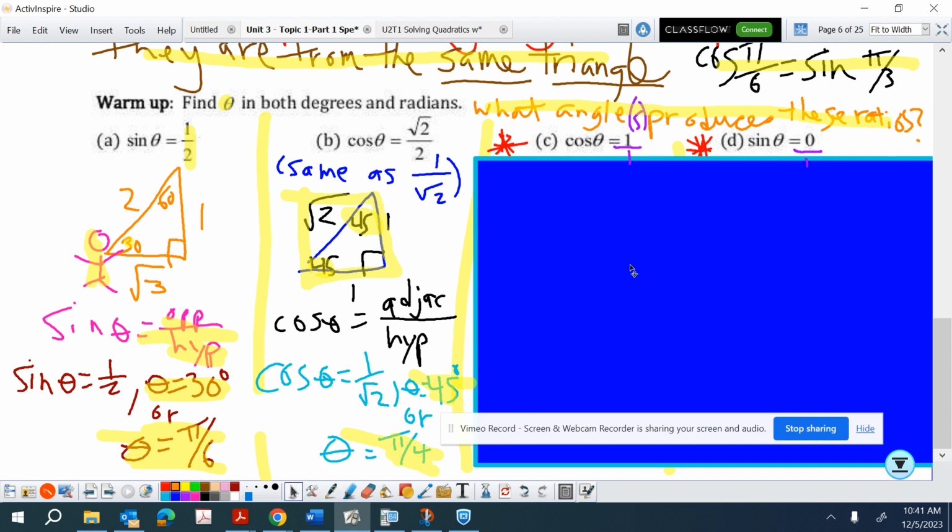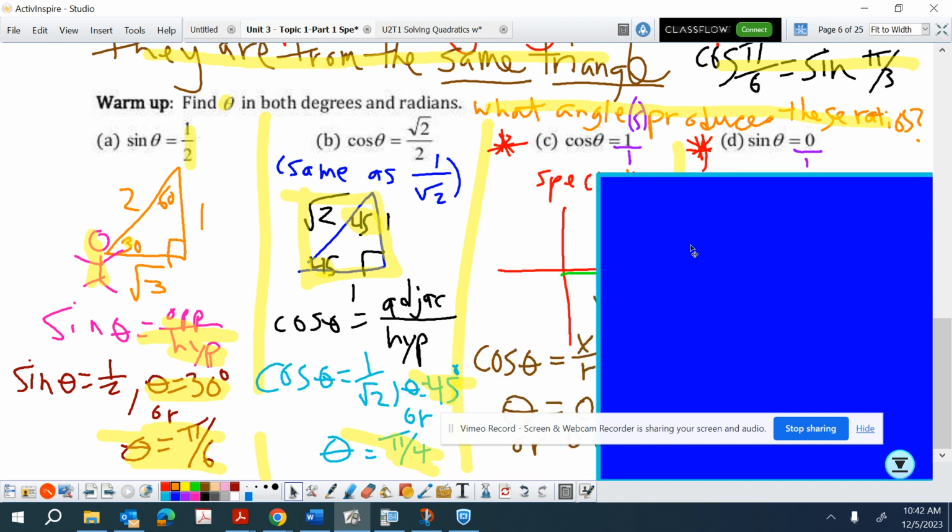Okay, cosine theta equals 1. Cosine of 1 does not have a ratio, so I need a denominator. The denominator, because we're dealing with the unit circle, is going to be the hypotenuse. The hypotenuse is the radius. The radius is 1. So I make a ratio for the cosine theta question.